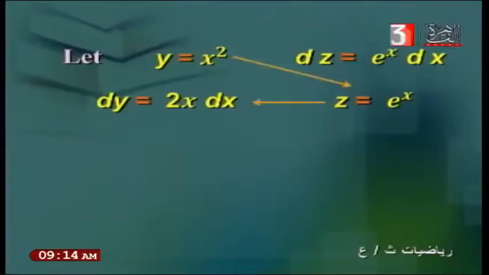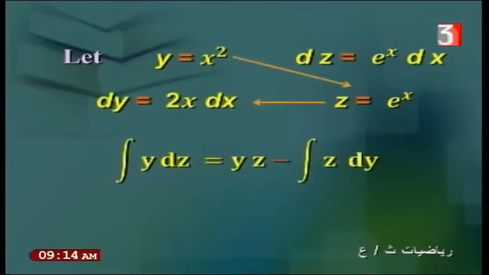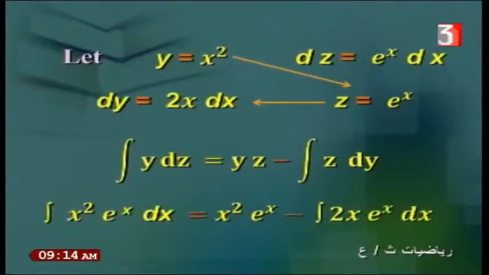Then by the rule of integration by parts, the integration of y dz equals yz minus the integration of z dy. Then the integration of x squared e to the power x dx equals x squared multiplied by e to the power x minus the integration of 2x times e to the power x dx. The second term is the function 2x e to the power x dx. We can use the rule of integration by parts another time to find this integration.